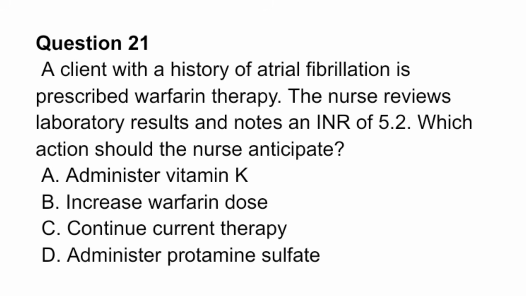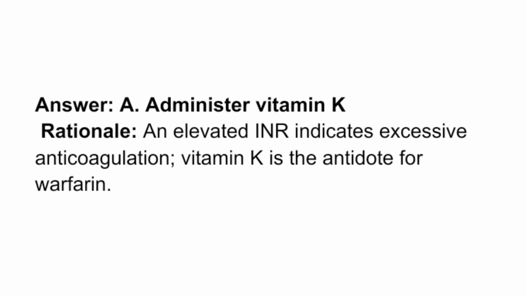Question 21. A client with a history of atrial fibrillation is prescribed warfarin therapy. The nurse reviews laboratory results and notes an INR of 5.2. Which action should the nurse anticipate? A. Administer vitamin K. B. Increase warfarin dose. C. Continue current therapy. D. Administer protamine sulfate. Answer: A.